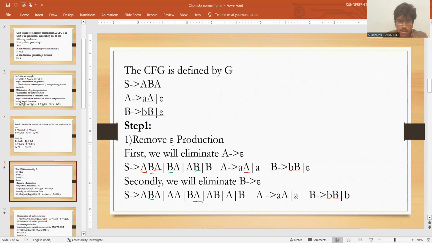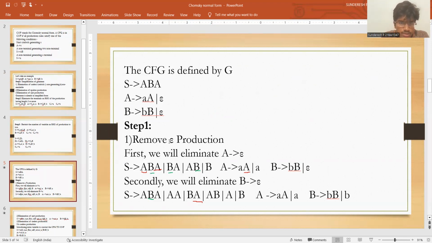Step 1 will be removal of the epsilon production. First, we will eliminate A tends to epsilon. For that, we have to write whatever is there here as it is, and we have to additionally add some new productions. If we substitute epsilon here, we get BA. If we substitute epsilon in the last, we get AB. If we substitute epsilon in the first and the last, we get B. So this is what we get for the first production. For here, we have to substitute the epsilon here to get A, and we don't do it here because there is no capital A. And now, secondly, we'll eliminate B tends to epsilon.